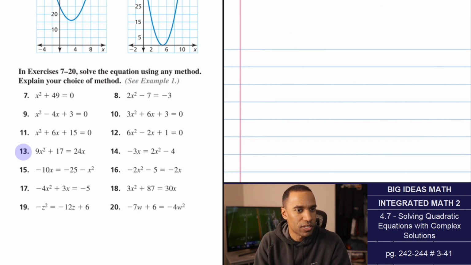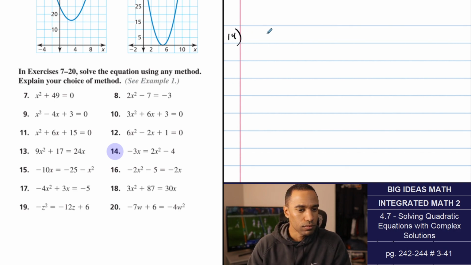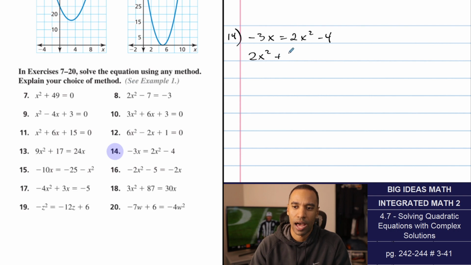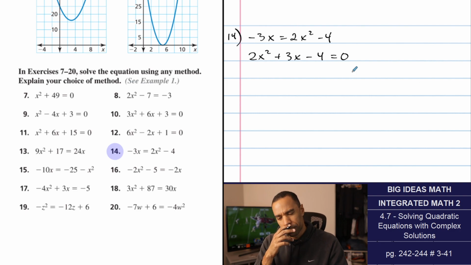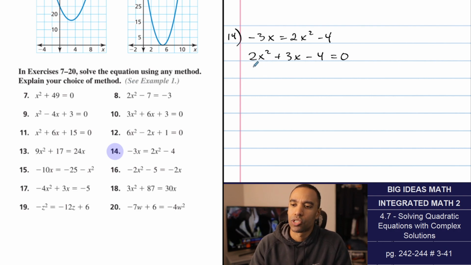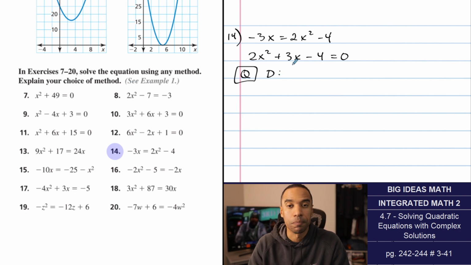Number 14, halfway through this set. Not the whole set, just this block. Negative 3x equals 2x squared minus 4. I'm going to add the 3x over. You've seen me do a lot of let's keep our a positive. So equals 0. Non-factorable, for sure. Non-factorable. So I'm going with quadratic formula again. I don't know if I stated last time I was going to do quadratic formula, but I did.